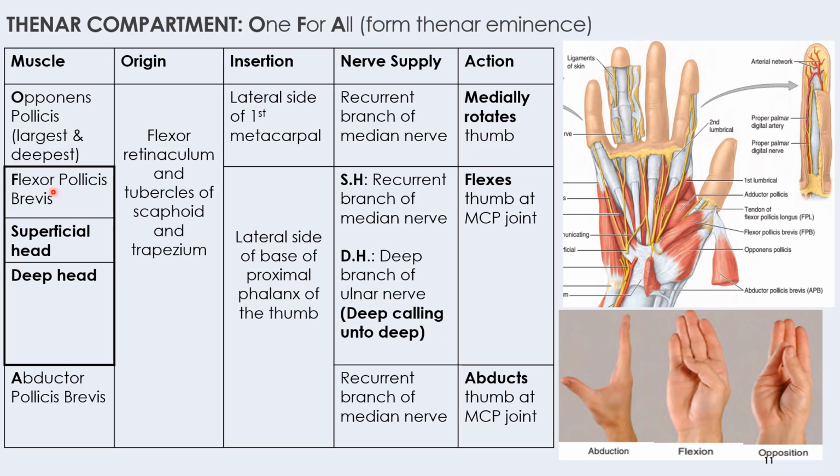So next we have the flexor pollicis brevis. It has a superficial head and a deep head. It still has the same origin, the flexor retinaculum and the tubercles of the scaphoid and the trapezium bone.